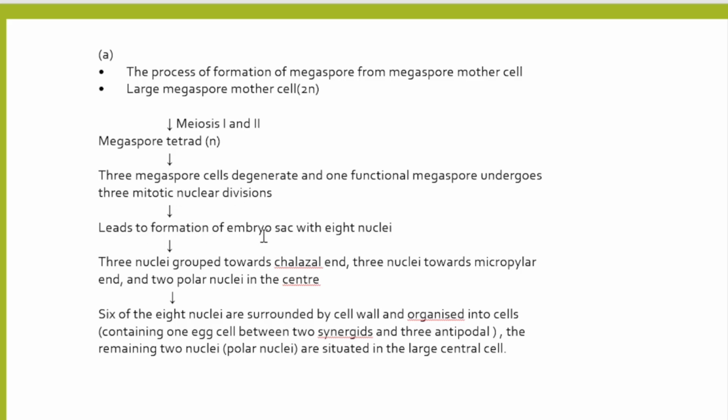This leads to the formation of an embryo sac, later with wall formation, and ends up in 8 nuclei and a 7-celled stage. 3 nuclei are grouped towards the chalazal end and 3 nuclei will be towards the micropylar end. At the chalazal end, the cells are called antipodals, and the 3 nuclei towards the micropylar end form the egg apparatus, and 2 will remain in the center, called the polar nuclei. Then 6 of the 8 nuclei are surrounded by cell wall and organized into cells containing 1 egg cell between 2 synergids, and 3 antipodals. The remaining 2 nuclei, the polar nuclei, are situated in the large central cell.